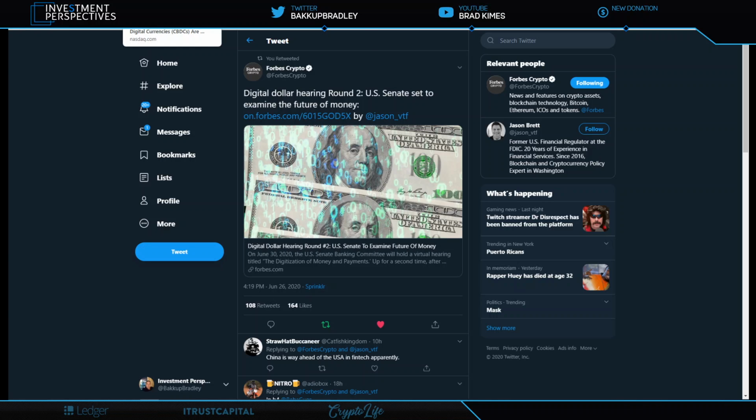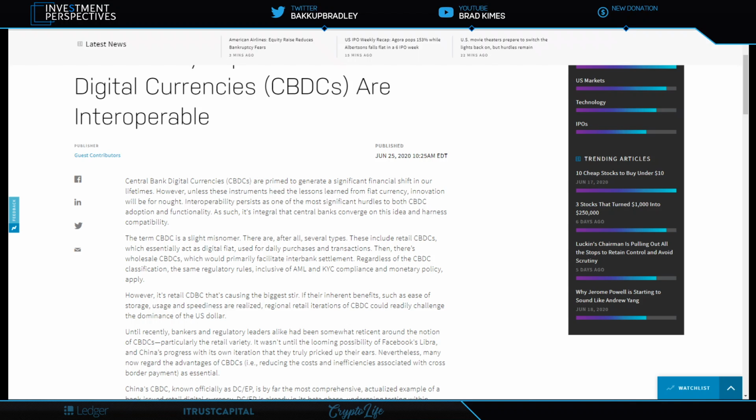Okay, so let's move through a couple more things here. Let's take another step here. So this is a NASDAQ article. And basically, it talks about central bank digital currencies being primed to generate significant financial shift in our lifetime. However, unless these instruments heed the lessons learned from fiat currency, innovation will be for naught. Interoperability persists as one of the most significant hurdles to both CBDC adoption and functionality. As such, it is integral that central banks converge on this idea and harness compatibility.